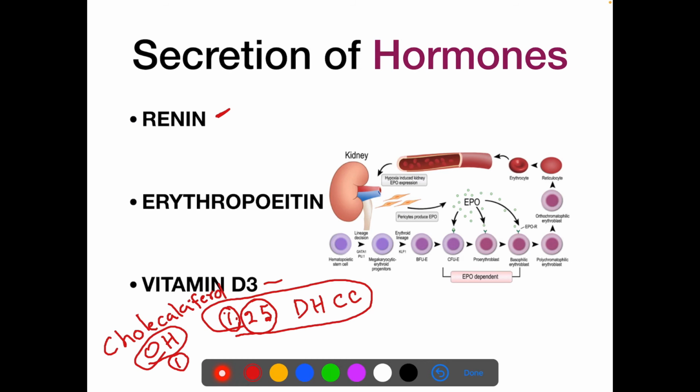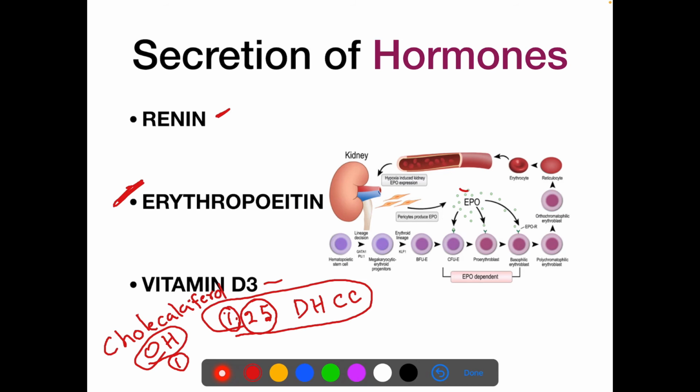So then another important hormone secreted by the kidneys is erythropoietin. This erythropoietin is important to stimulate erythropoiesis. Erythropoiesis means generation of erythrocytes. Erythrocytes means red blood corpuscles. So this erythropoietin is secreted by the pericytes of the kidney, which stimulates erythropoiesis or RBC production inside the bone marrow.